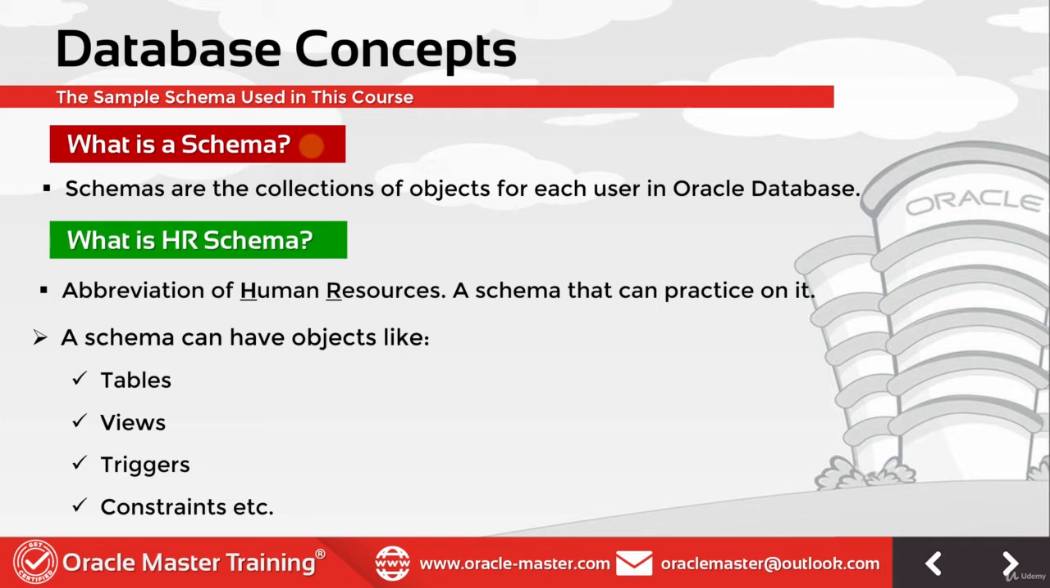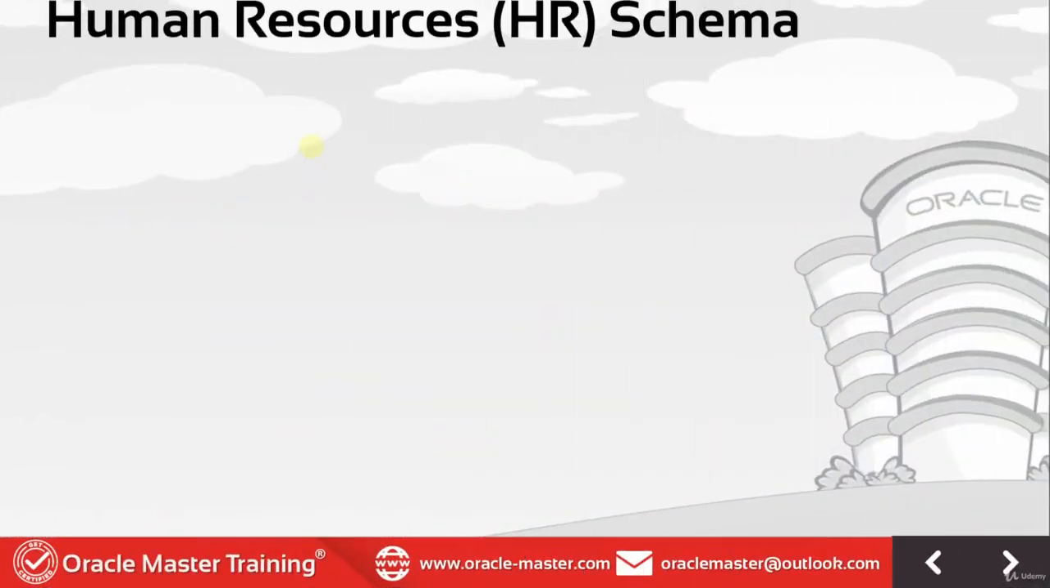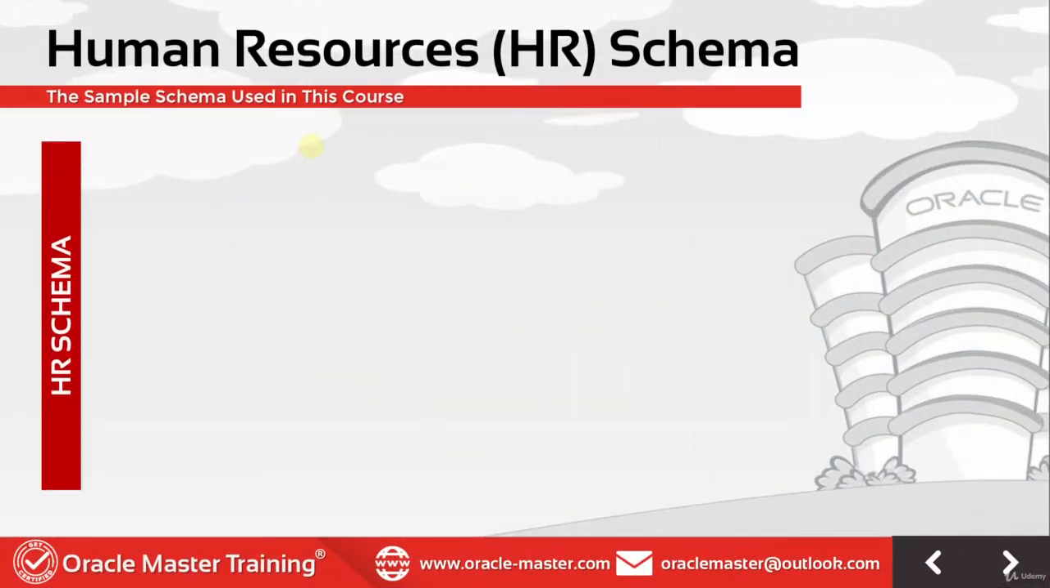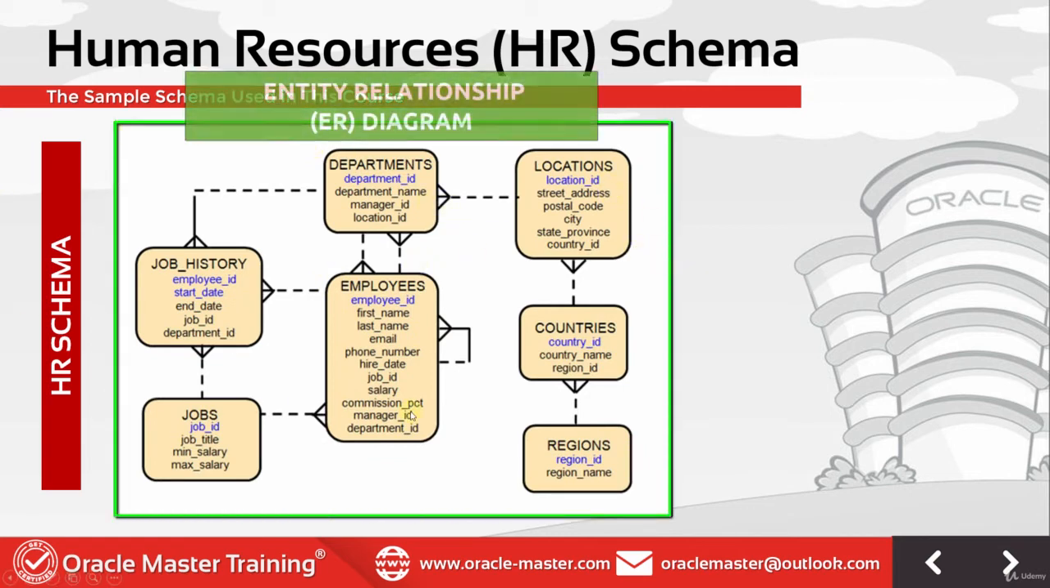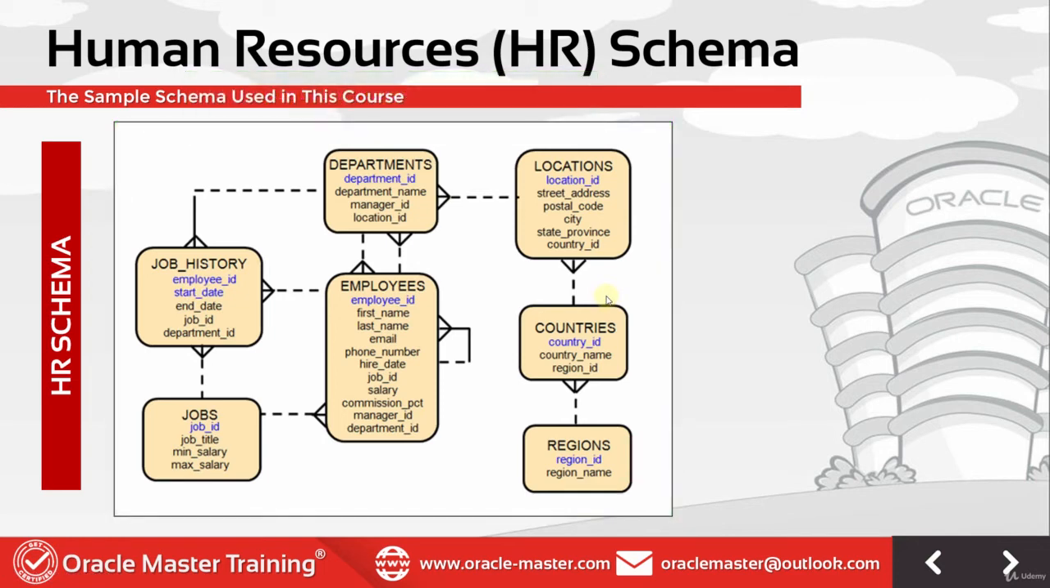Alright, of course, we will see almost all the objects in this schema in our course, but for now, the most important objects of it are the tables. Great, now let's look at the tables in HR schema and the relations between them. This kind of schema design is called an Entity Relationship Diagram, shortly abbreviated as ER diagram. This diagram shows the tables and the relationships between them.